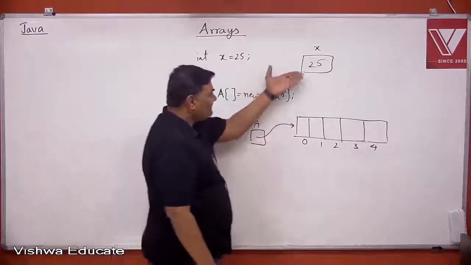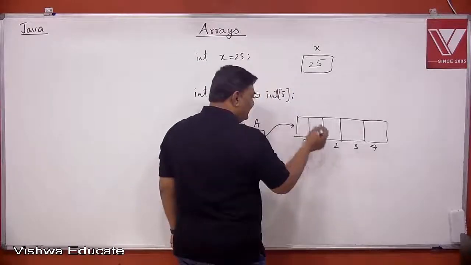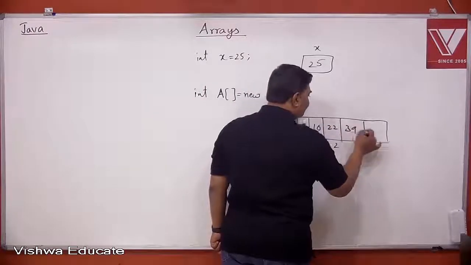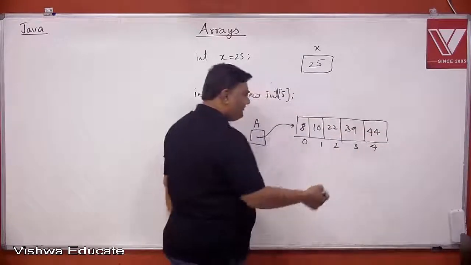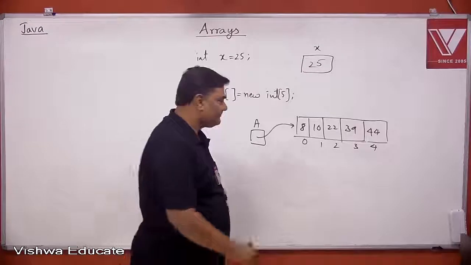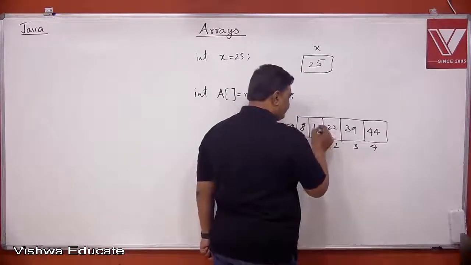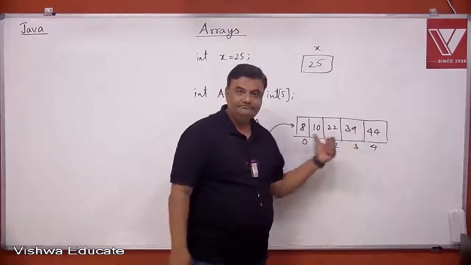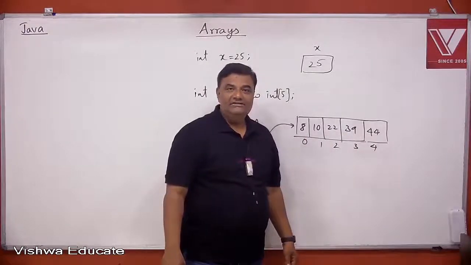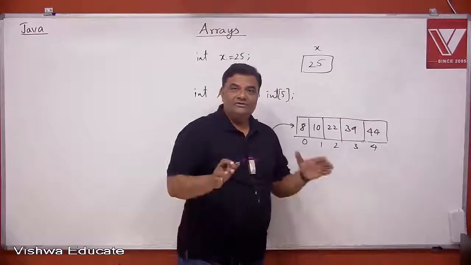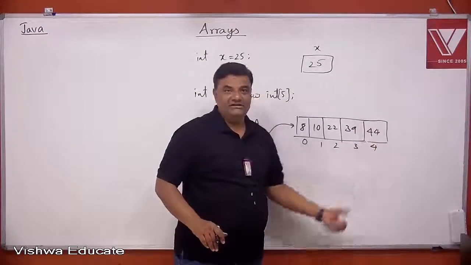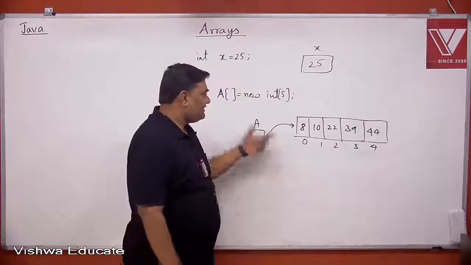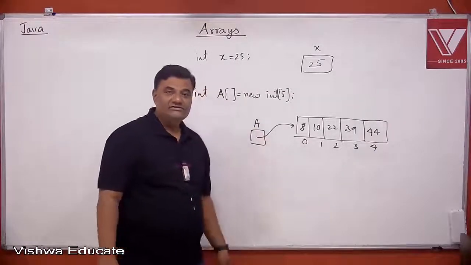Earlier I was able to store just one number. Now I can store 5 numbers here: 8, 16, 22, 39, 44. I can store 5 different integers here. This is nothing but a list of elements or a collection of elements. So yes, arrays are used for storing a list of elements.